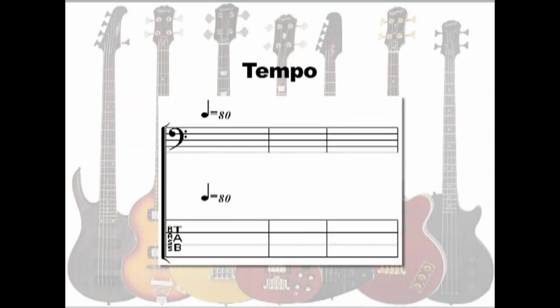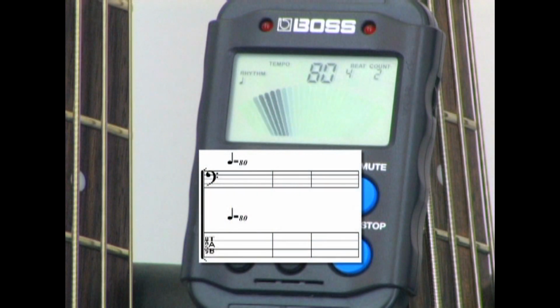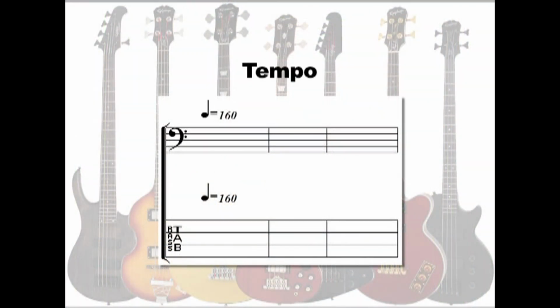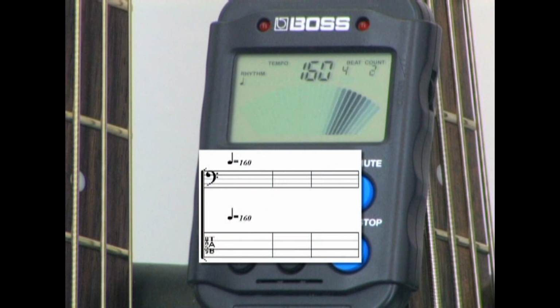80 BPM means you would count 80 beats per minute. 1, 2, 3, 4. 1, 2, 3, 4. 160 BPM means you would count 160 beats per minute. 1, 2, 3, 4. 1, 2, 3, 4.